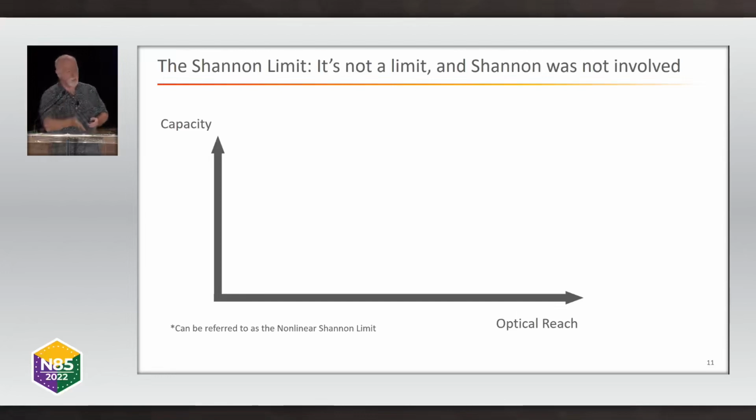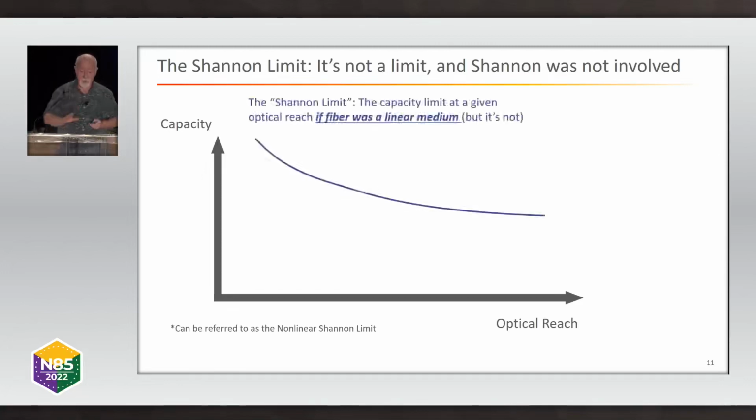Well, this graph on the vertical axis is showing capacity, on the horizontal axis shows optical reach. Optical reach is really important for network economics. What it means is the distance that you can transmit at a particular data rate without needing to digitally regenerate the signal. You can amplify. Amplifiers are analog. If you have to digitally regenerate, that's going to cost you a lot of money.